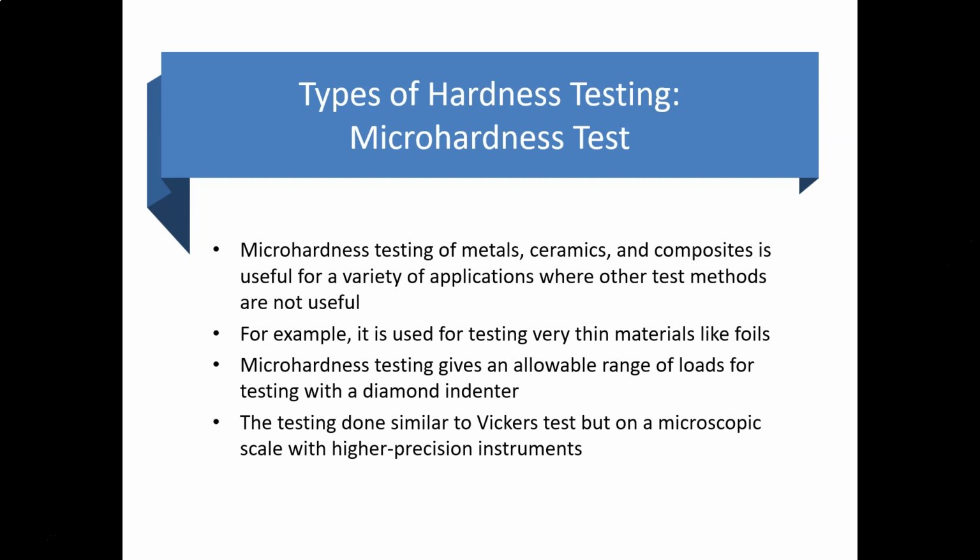The microhardness test, actually a testing of metals, ceramics and composites, is useful for a variety of applications where other test methods are not useful. For example, it's used for testing very thin materials like foils. So the microhardness testing gives an allowable range of loads for testing with a diamond indenter. The testing is done similar to the Vickers test, but on a microscopic scale with higher precision instruments.